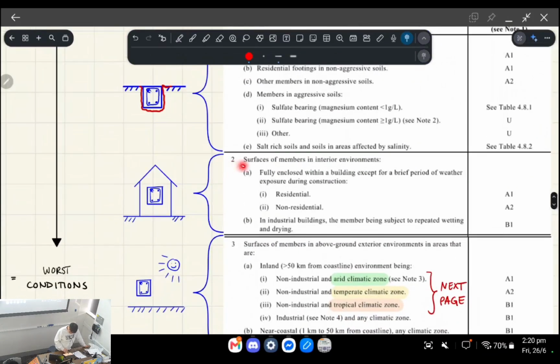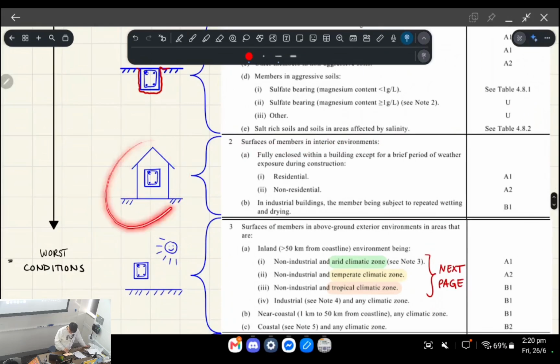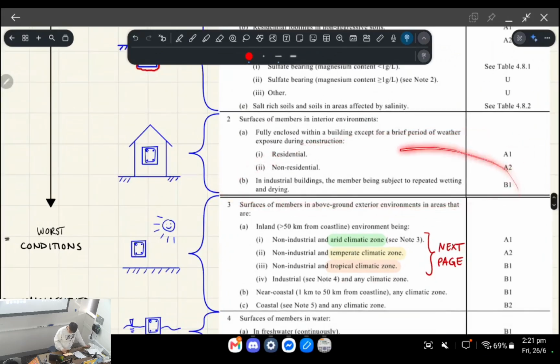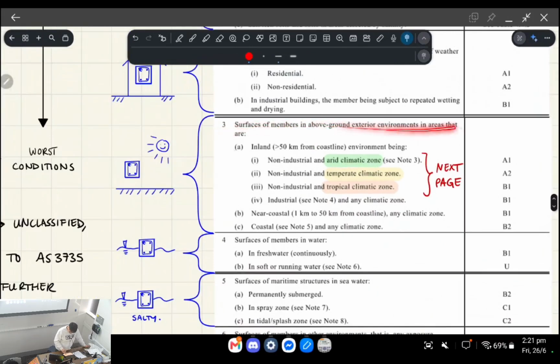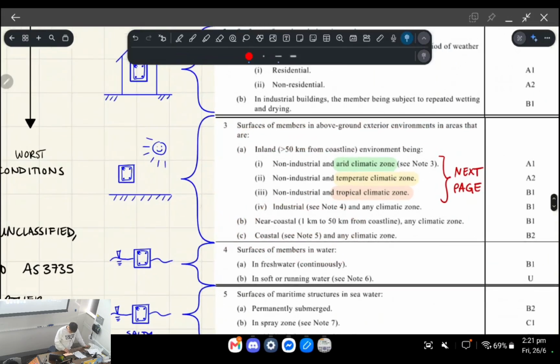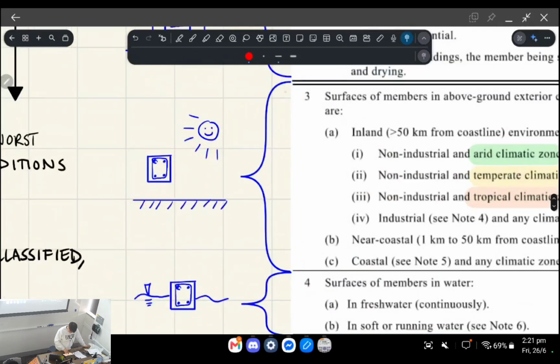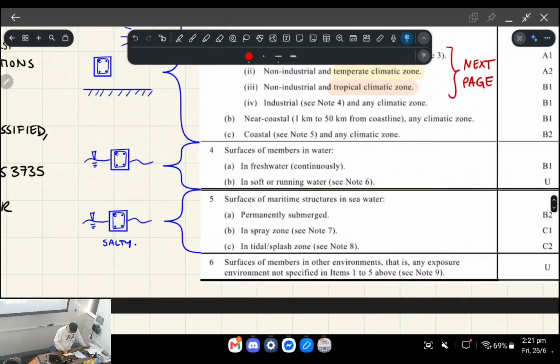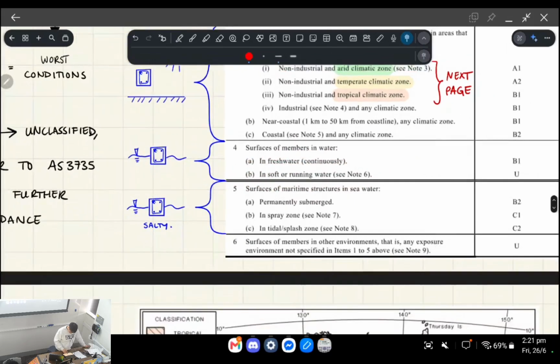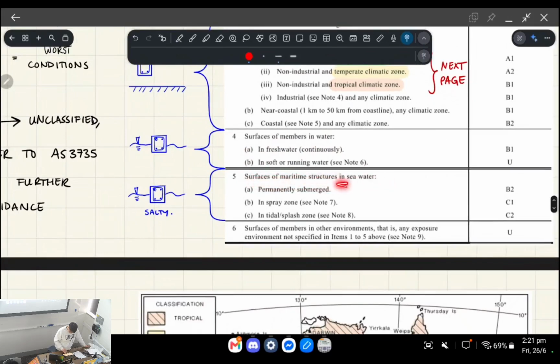In the second categorization, surfaces of members in interior environments, if you've got a beam or whatever you're concerned with, except it's in a warehouse, you're following these now. The third category is surfaces of members in above ground exterior environments, and it says inland or coastal, so above ground, but outside basically. The fourth one is surfaces of members in water, so fresh water or running water, and members which are touching salt water, permanently submerged, in spray zones or in tidal splash zones.